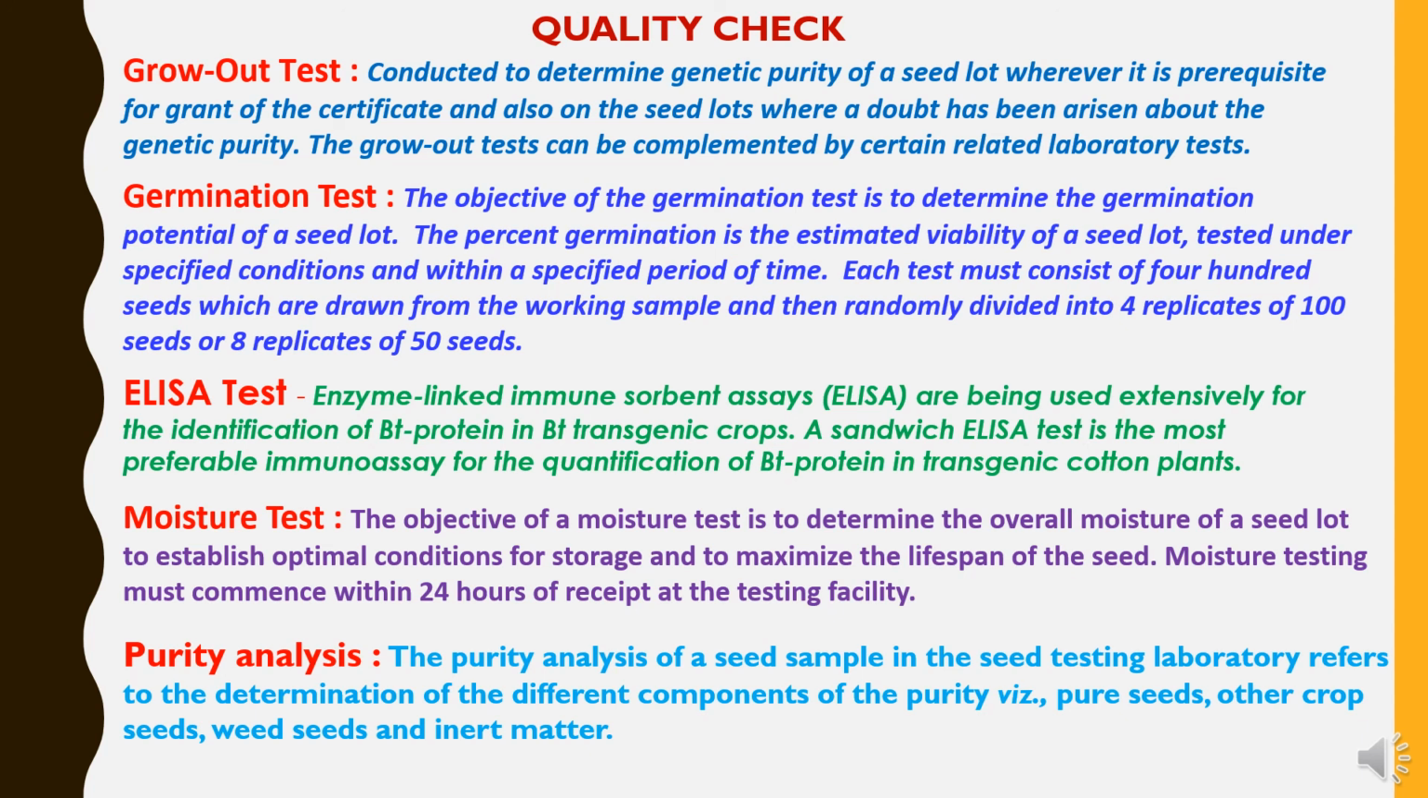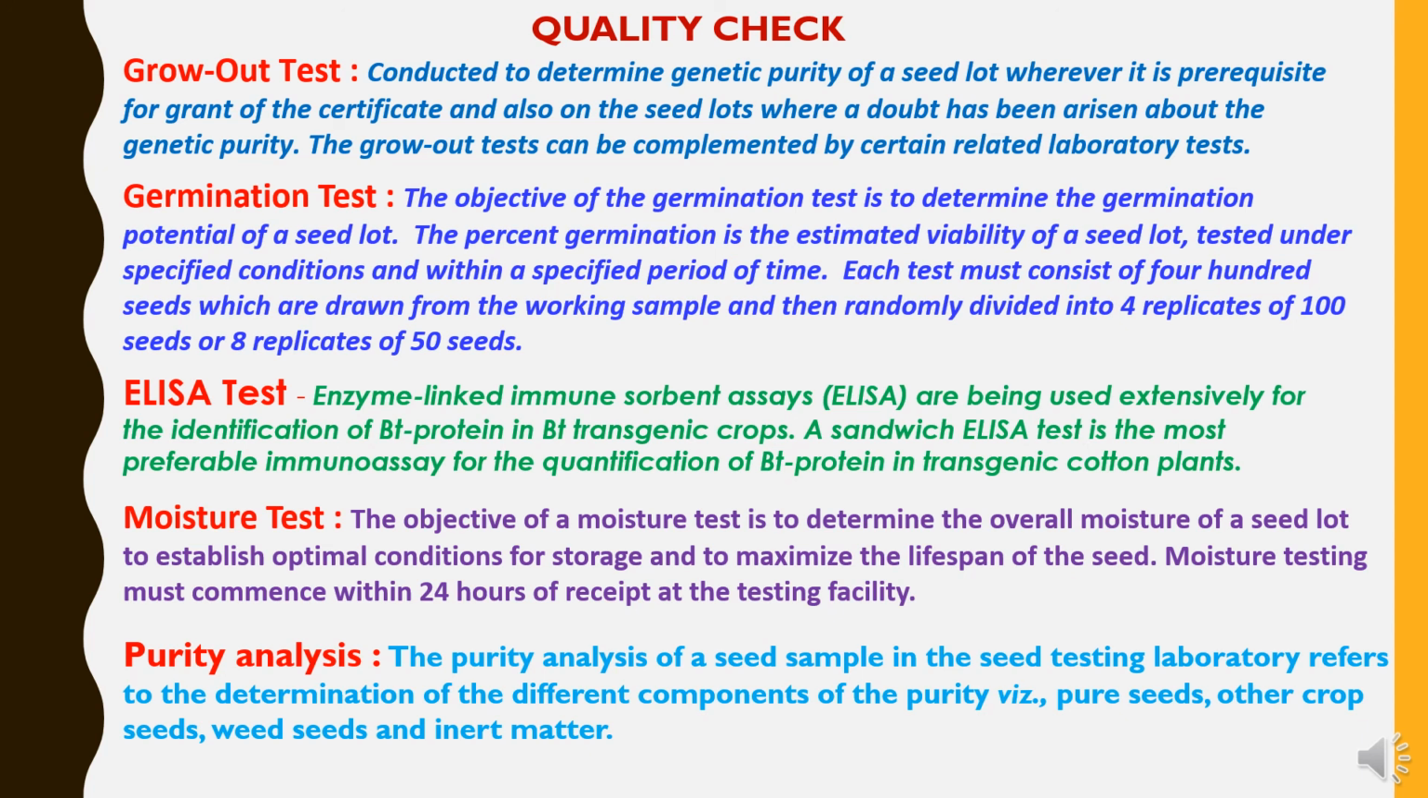Now the moisture test. The objective of a moisture test is to determine the overall moisture of a seed lot to establish optimal conditions for storage and to maximize the lifespan of the seed. Moisture testing must commence within 24 hours of receipt at the testing facilities, and the standard moisture in cotton seed should be between 8 to 10%.